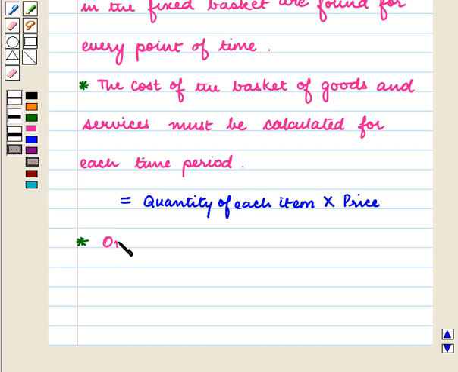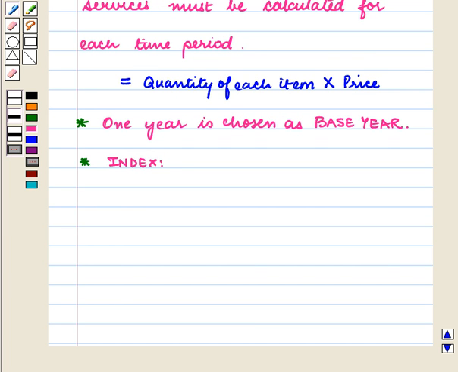Now, 1 year is chosen as the base year. The cost of fixed basket for all the years will be compared with this base year. The index is calculated by dividing the price of the fixed basket in a year by its price in the base year and multiplying the answer by 100.